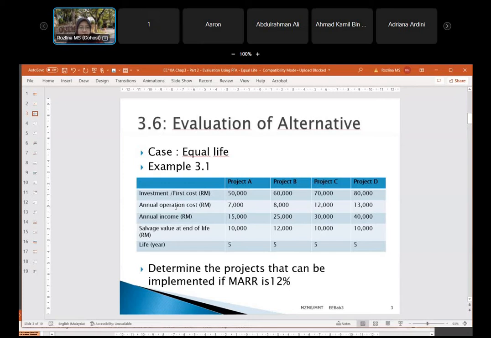For the project, you have 4 projects here. And all the projects have their investment and first cost. That means P, which the value is 50,000, 60 and onward. And then annual operation, what is that? Annual means per year. What is annual operation? After this you want to draw a cash flow diagram, right? Investment, that means first cost, you know that is P.